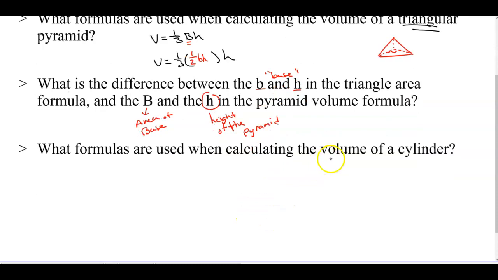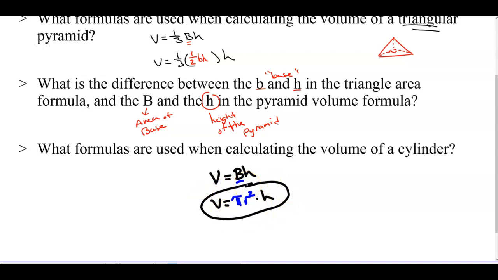And then what formulas are used when calculating the volume of a cylinder? Kind of already reviewed that, but any volume of a cylinder is area of the base times the height. What makes the cylinder special is its base is always pi r squared times the height. So you need a height and a radius.